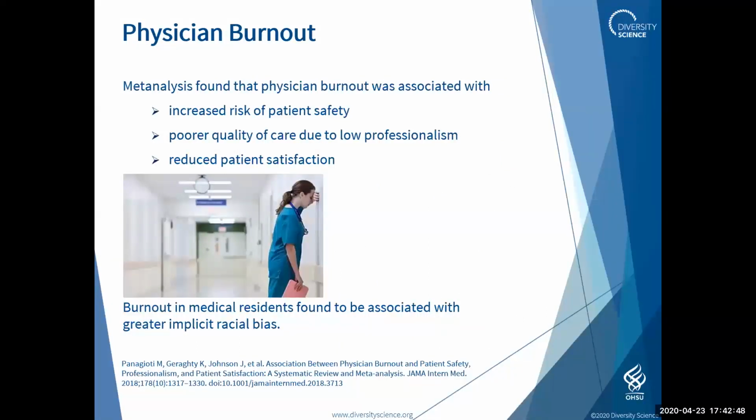Burnout has also been shown to increase implicit racial bias, and this is from some studies that other people have done and our group has done also. This is because burnout reduces any kind of resources and increases negative affect.